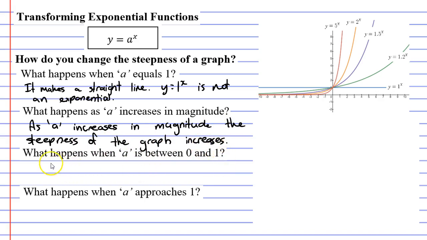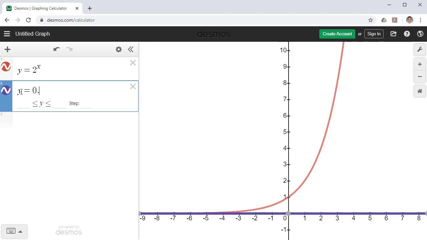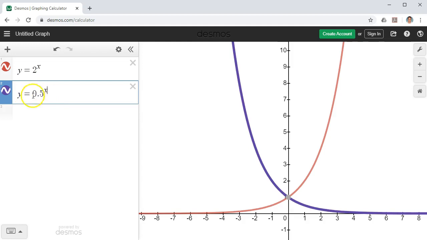The next question we're going to look at is what happens when a is between 0 and 1. So bringing up Desmos again, here we've got y equals 2 to the power of x, which is a really basic exponential function. So I'm going to pick a value of a between 0 and 1. That's normally like a decimal. So y equals 0.5, let's say, to the power of x. 0.5 is a number between 0 and 1. It's halfway between them, in fact.